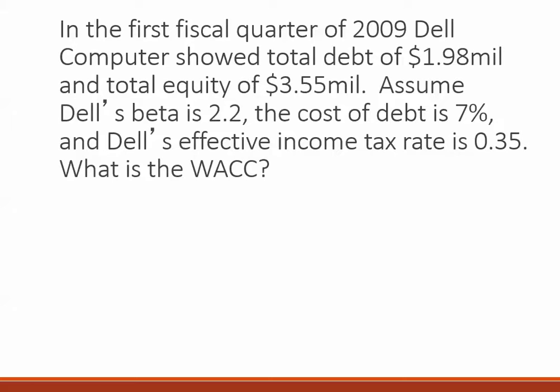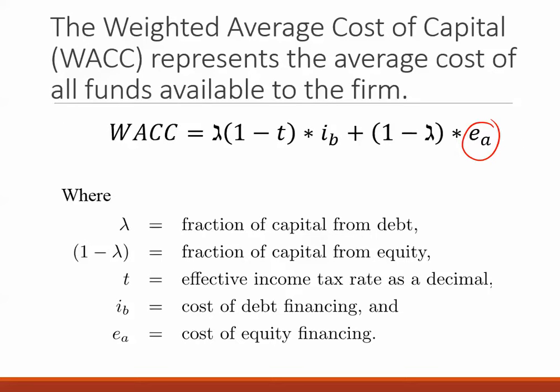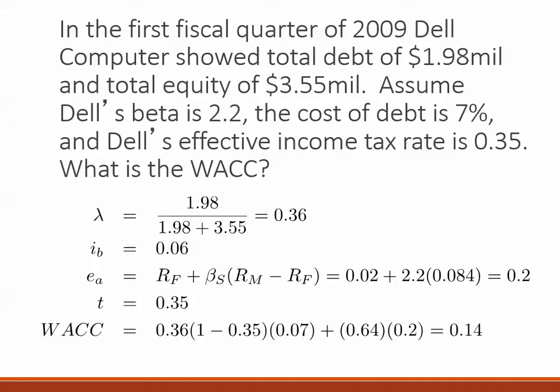Here we have a simple example. In the first fiscal quarter of 2009, Dell Computer showed total debt of 1.98 million and a total equity of 3.55 million. Assume Dell's beta is 2.2, the cost of debt is 7%, and Dell's effective income tax rate is 35% or 0.35. What is the WACC? What is the weighted average cost of capital? Sorry, I went the wrong way. Pretty simple.